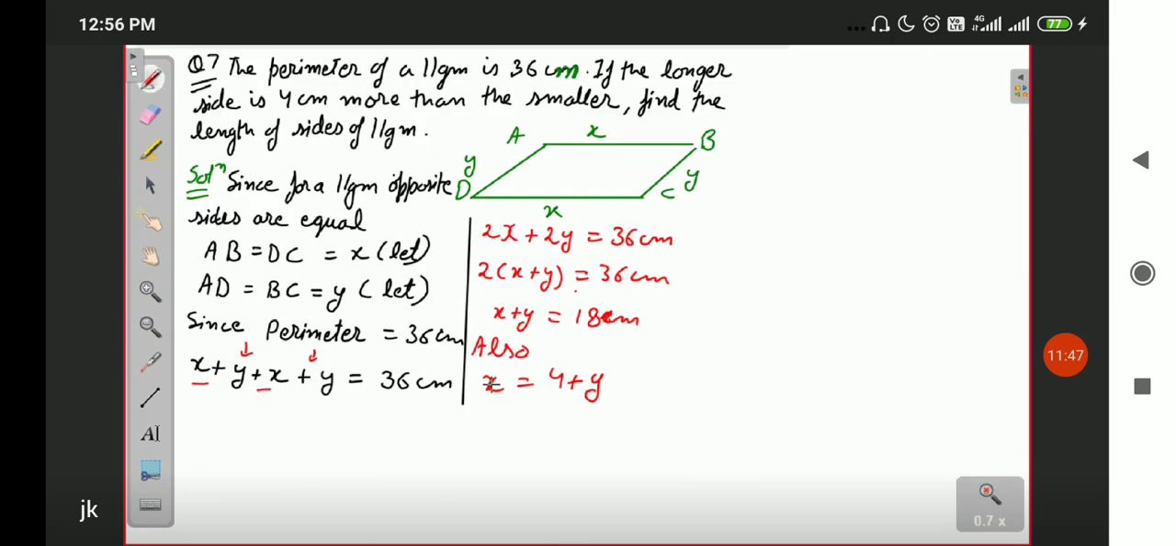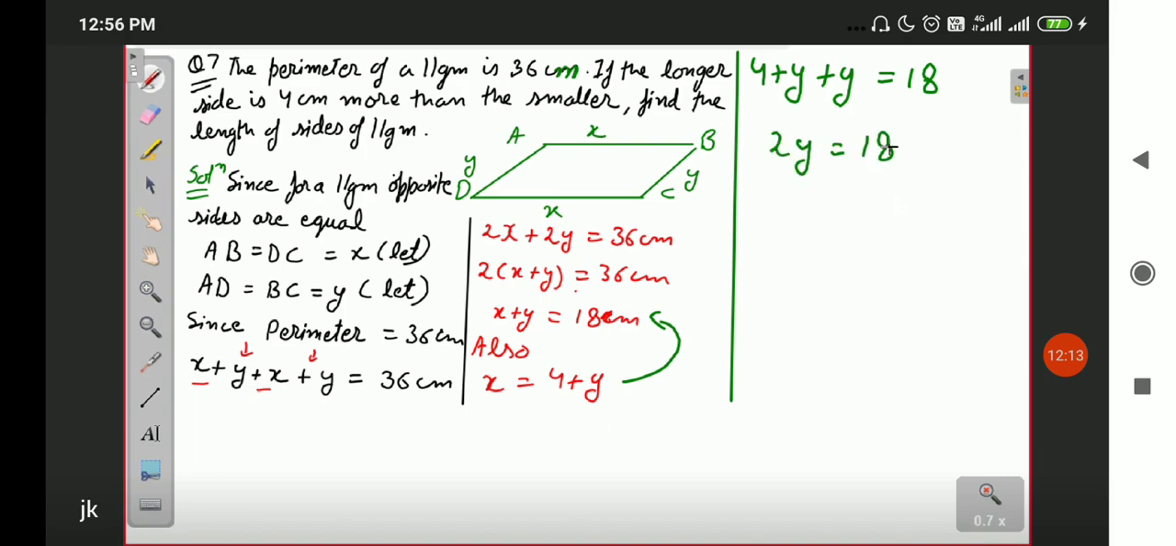Longer side is x and smaller side is y. So longer side x is 4 plus y. So using this in the above equation, you don't have to write down the arrow. I just made it to make it clear. In place of x, I will write down 4 plus y. In place of y, y as it is, equals 18.